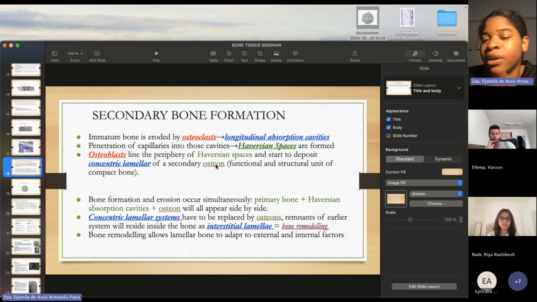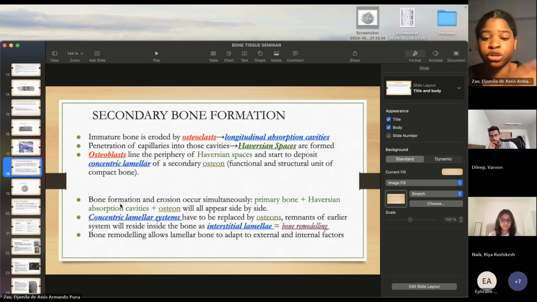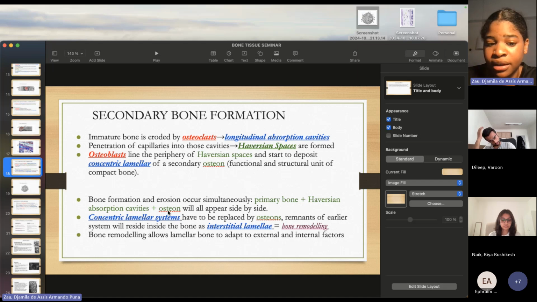Osteon and Haversian spaces are two words that, at least in our university, our professors will often use interchangeably. They use both of them, but they're talking about the same thing. Osteon is just the functional and structural unit of compact bone. So bone formation and erosion will occur simultaneously, right? I explained it to you guys. We're eroding the bone and creating the secondary strong bone. So in your slide, you'll be able to see primary bone, some Haversian cavities and osteons, everything appearing side by side.